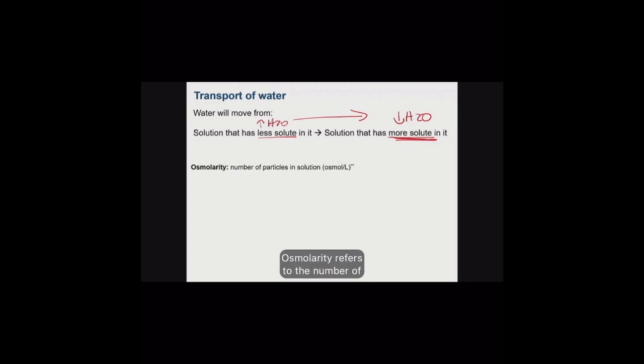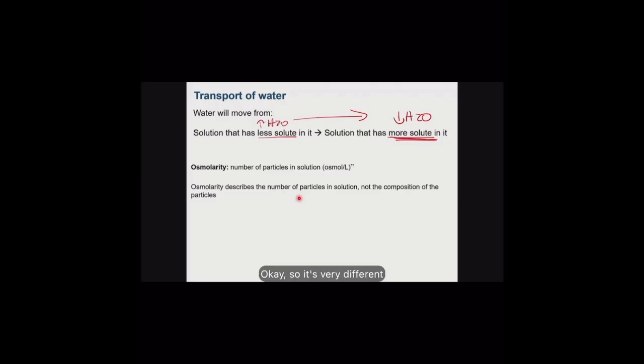Osmolarity refers to the number of particles in solution, okay? So osmolarity is the number of particles in solution. Osmolarity is going to be osmoles per liter. You can also talk about milliosmoles per liter. In biology, we normally talk about milliosmoles rather than osmoles. And one thing that I want to emphasize is that osmolarity describes the number of particles in solution, not the composition of those particles. Okay, so it's very different from molarity in that sense.